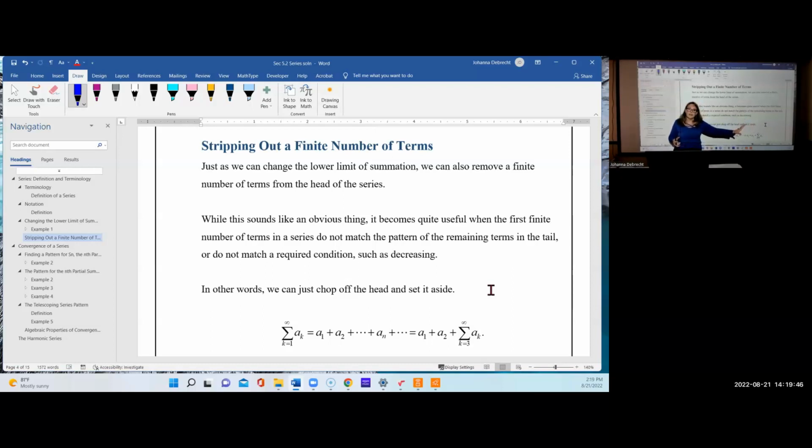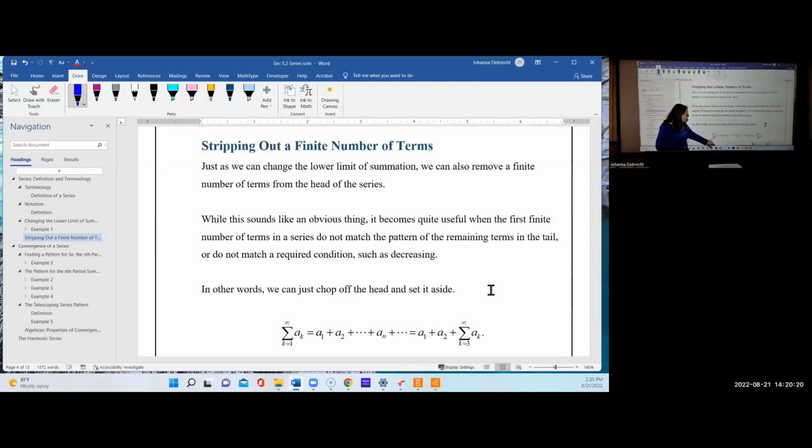So there are times when the head of the sequence, the first finite number of terms, does not match the pattern of the tail of the sequence, the end of it, in which case we may want to chop off the head, set the head aside. It doesn't disappear, it just gets held to the side. And then we focus on just the tail of the sequence and looking at that part. In that case, we want to know how we do this with the notation. In other words, while it seems like this is pretty obvious, it does become pretty important when we're working with series.